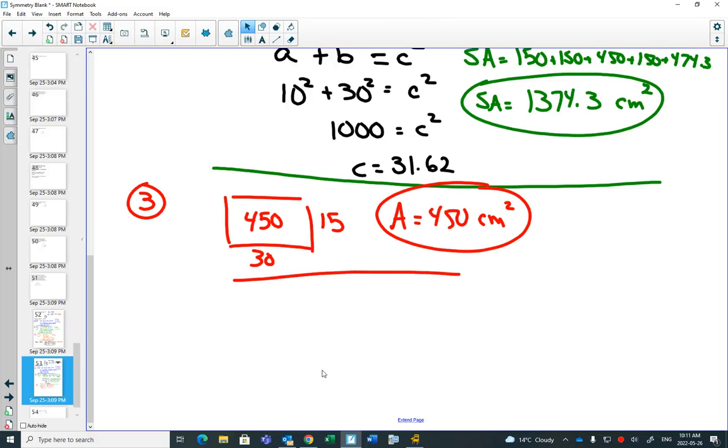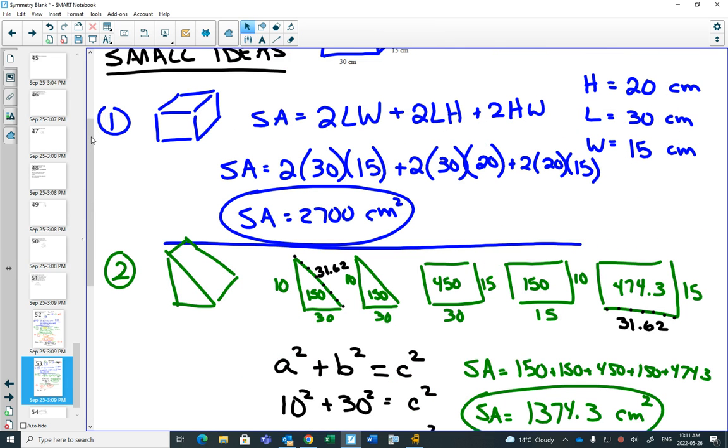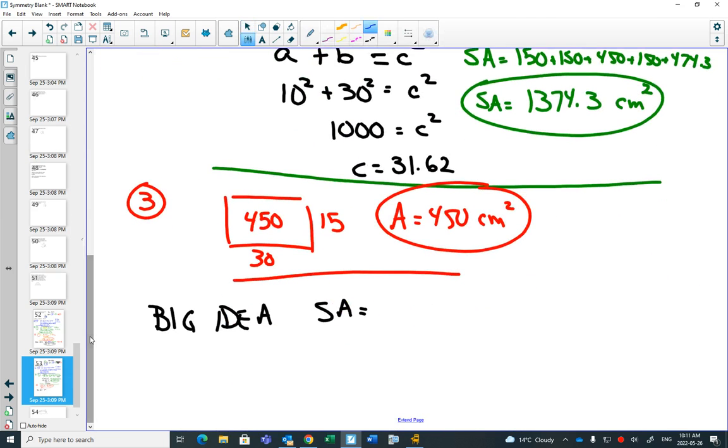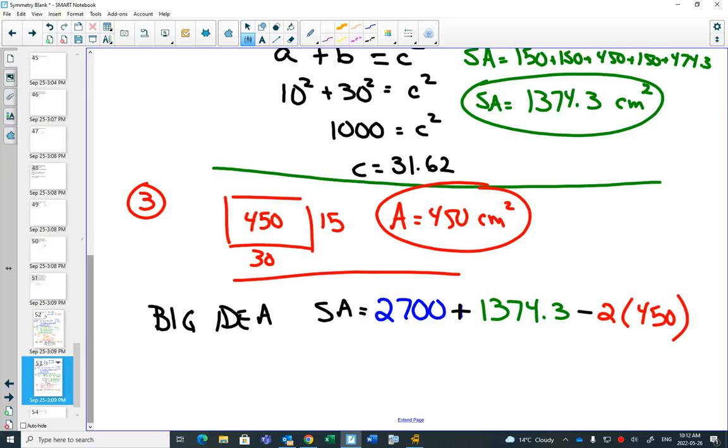Once we go back now to the big idea, the surface area is going to equal the blue one, 2,700, plus 1374.3, and then minus 2 times the 450, because you have 2 of those rectangles, one on the triangular prism and one on the... You could just say 900. So we go to our calculator. Okay, it's going to be 3174.3. No? Okay, check it out. 2,700 plus 1374. Yep, I was right.